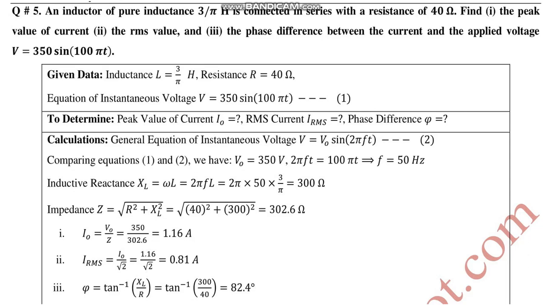Now last, third, phase angle, that is tan inverse XL over R. So XL has a value 300, and R has a value of 40. That's given in the question. If we solve by using calculator, we get the answer 82.4 degrees.